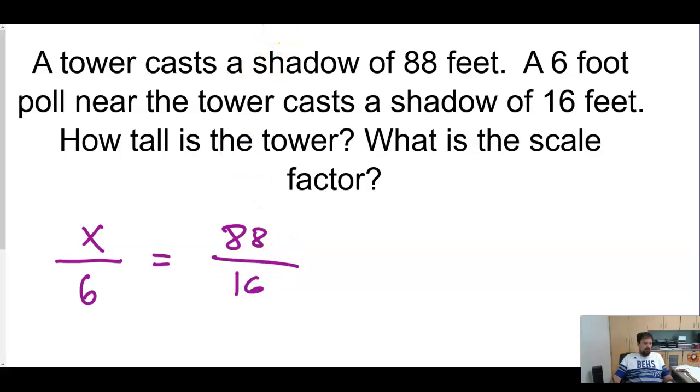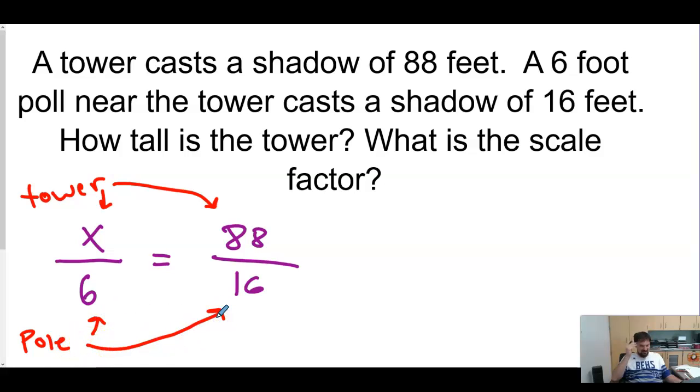Okay. Then at this point, we're going to go ahead and cross multiply. The hardest part of this assignment is making sure you set it up right. So if you notice, I put my tower measurements both on top, and I put both of the pole measurements on the bottom. You need to make sure you're consistent with where you're putting them, or else it's going to mess up the problem. It's not going to get set up correctly, and you'll get it wrong. So x times 16, that gives me 16x. And then let's do 88 times 6, that gives me 528.